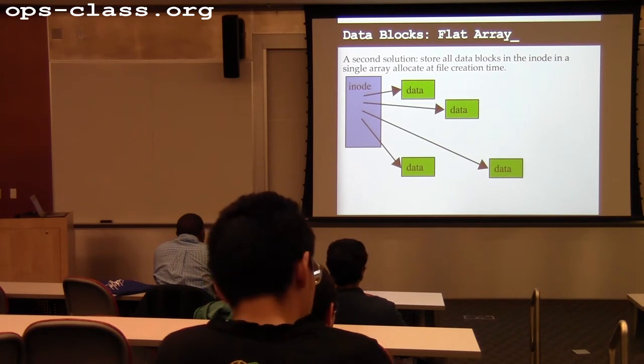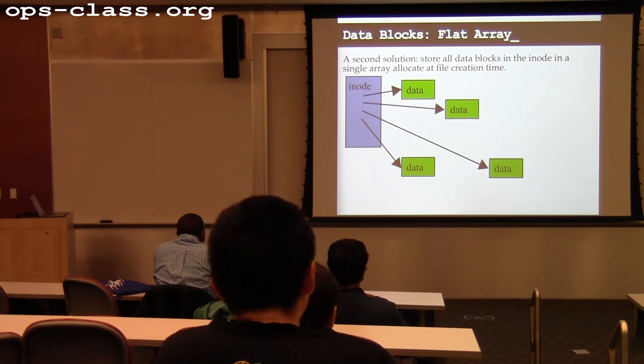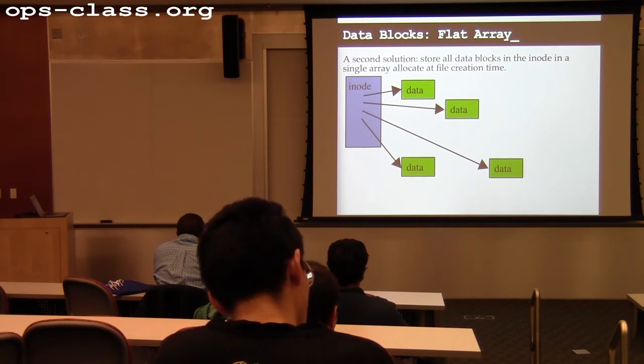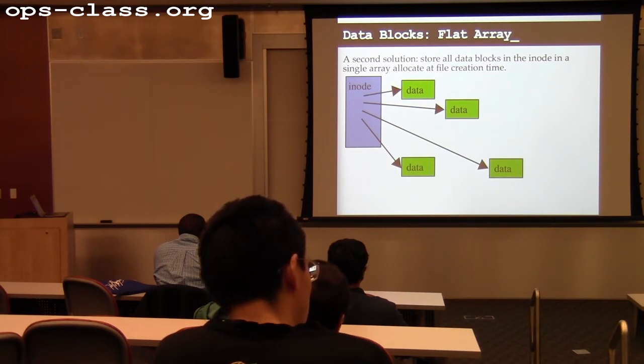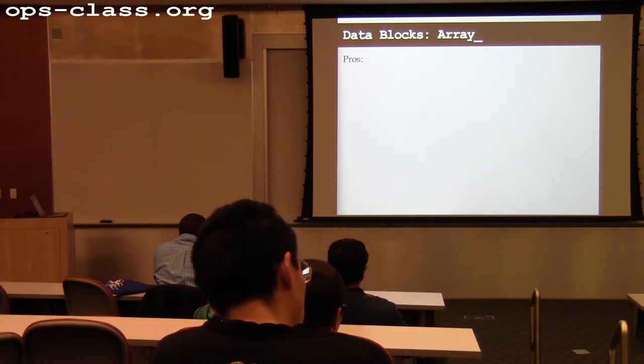So another way I can do this is I can have a flat array. I have pointers to all the data blocks in the inode in a single array that's allocated when I create the file. And now, in order to get to any data block, I just convert the offset to an index within this data structure and use that to find a pointer to the data block, or the offset of the data block. So what's nice about this? Yeah, it's going to be much faster. What's the lookup time? O(1), it's constant time lookups.